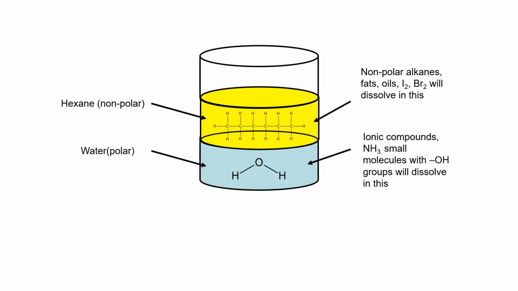Hexane will only dissolve non-polar substances in it as well. So that includes non-polar alkanes, which are present in crude oil, fats, oils. Non-polar molecules such as iodine and bromine will also dissolve in non-polar hexane as well. Polar water, however, will dissolve ionic compounds, polar molecules such as ammonia, and fairly small molecules with hydroxyl groups such as alcohols will also dissolve in it as well.